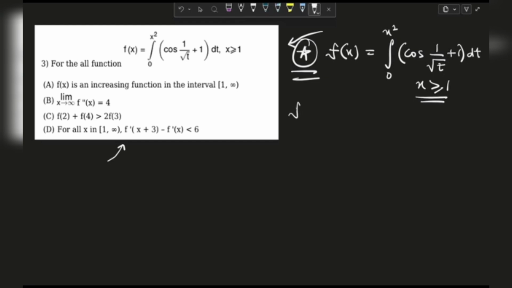So let's differentiate this first. Okay, first thing that we do. So using L'Hopital's we can differentiate. So x square will get differentiated to be 2x, and we put x square into the expression. So this becomes your 1 by x plus 2x, which is greater than 0 for x belonging to your 1 to infinity.